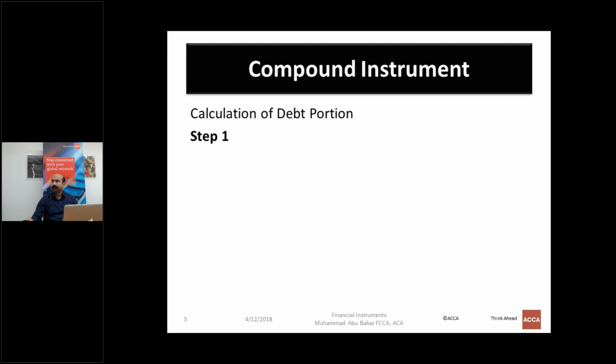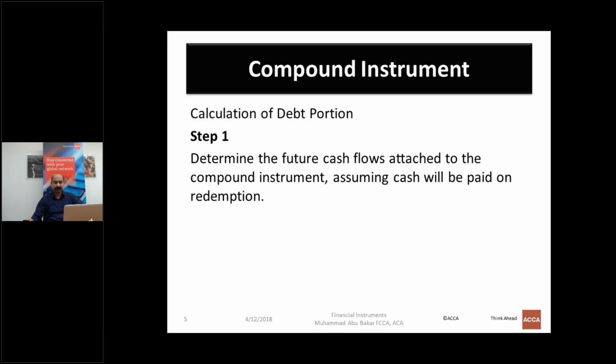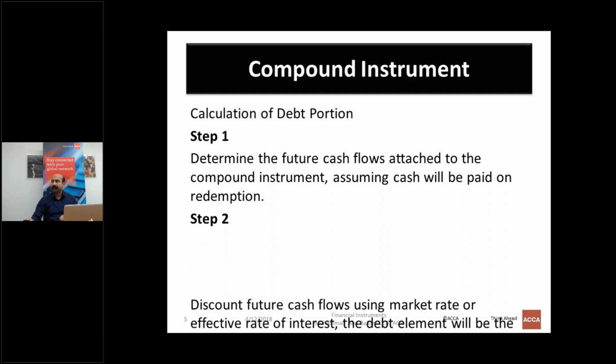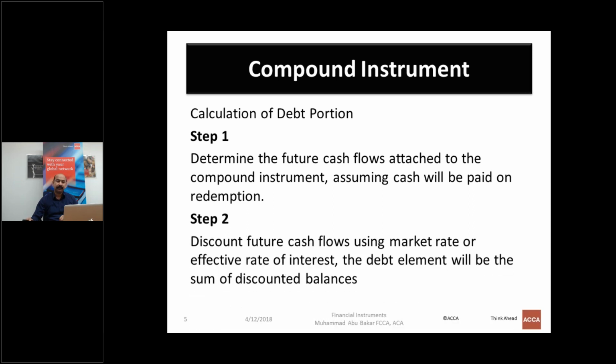and we learned step number 1 was to determine the future cash flows attached to the compound instrument, assuming cash will be paid on redemption, actual cash flows. And this was step number 1. And then step number 2, which we learned yesterday, discount future cash flows using market rate or effective rate of interest. The debt element will be the sum of discounted balances. So these are the 2 steps which we discussed.